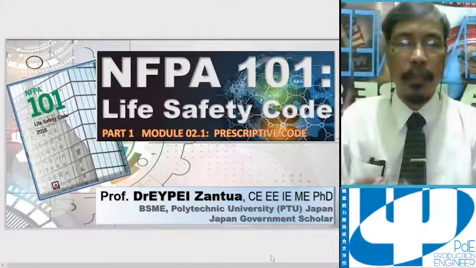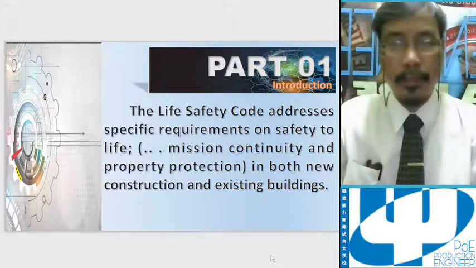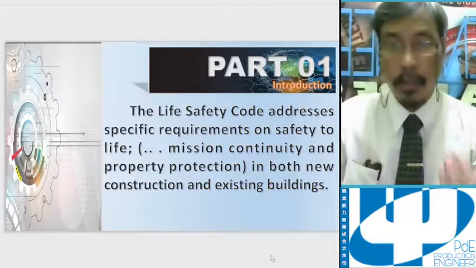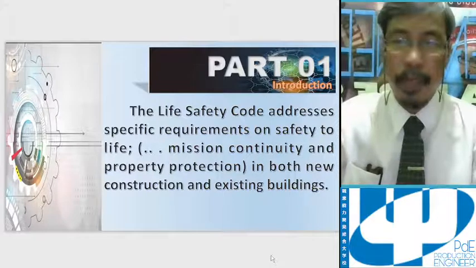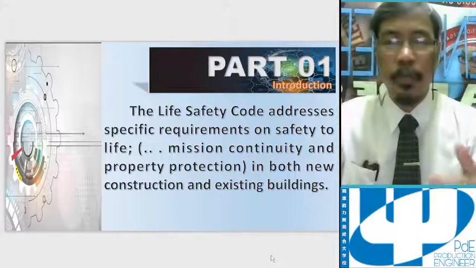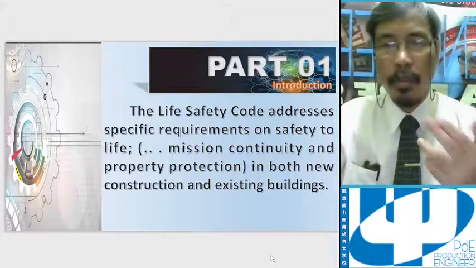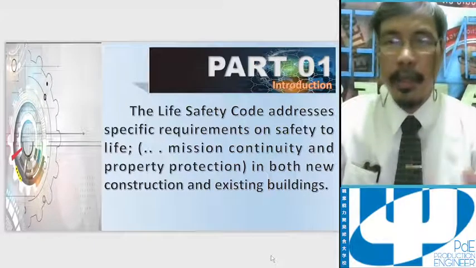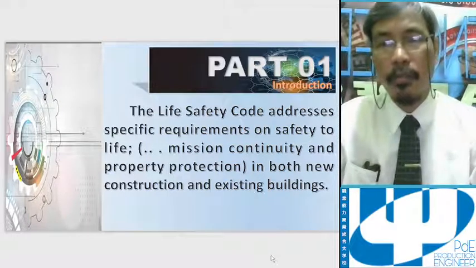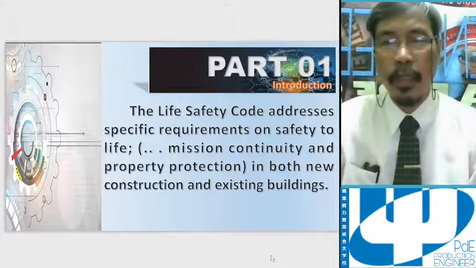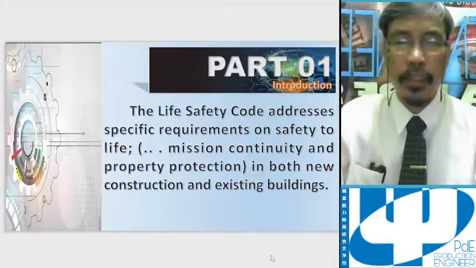So what is about module 2.1? Again, first we have to recall that life safety code addresses specific requirements on safety to life. We need to minimize danger to life. And in doing so, it also creates a concern on mission continuity and property protection in both new construction and existing buildings.